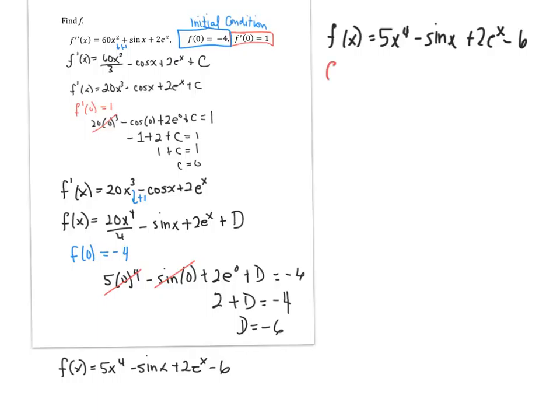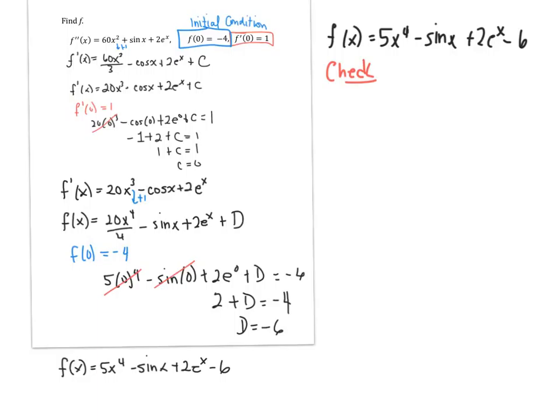So I rewrote the problem over here. And so the way you would check is you would make sure that this function that we found, this function f, actually meets these conditions. Is f of 0 negative 4? And is f prime of 0 1? And is this really the second derivative? Those are all the things that we would check. And so we'll do this one by one.